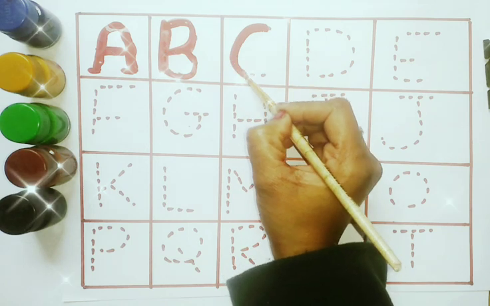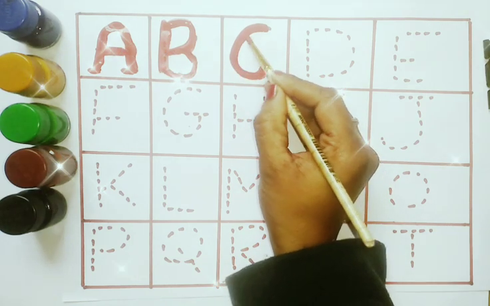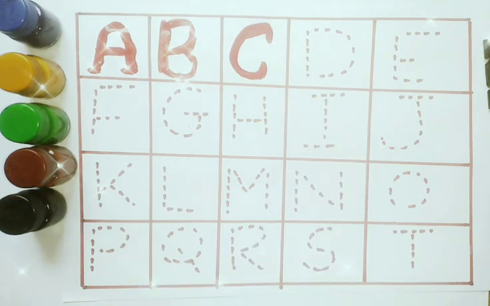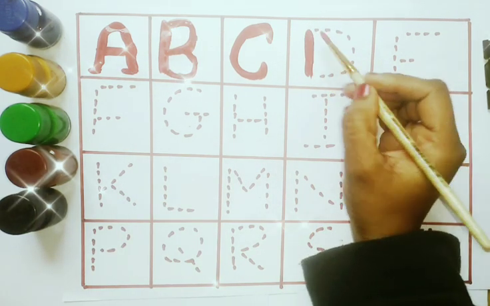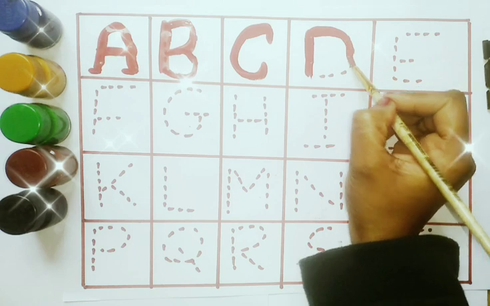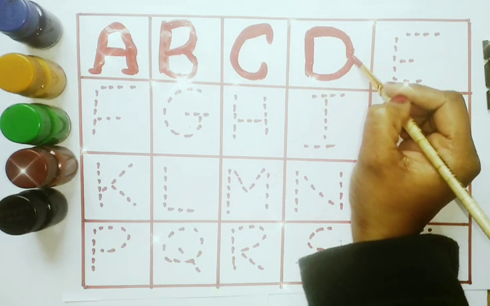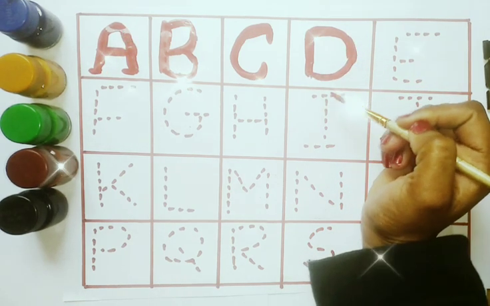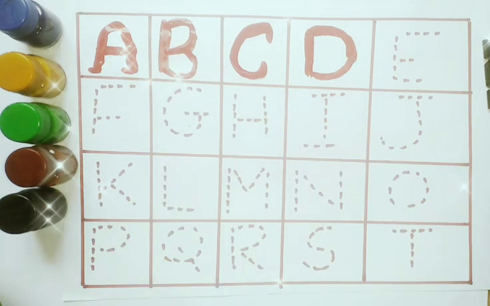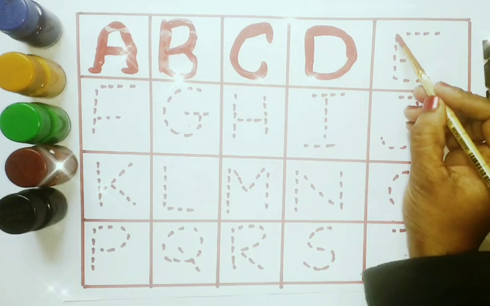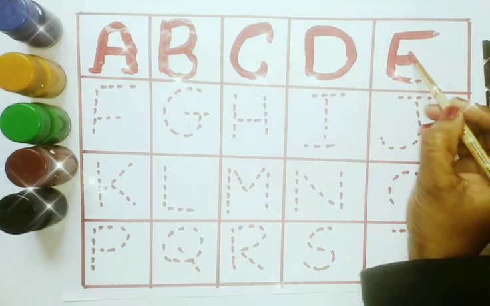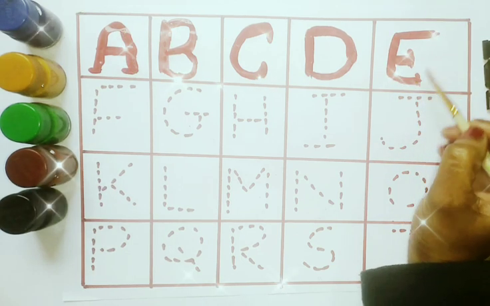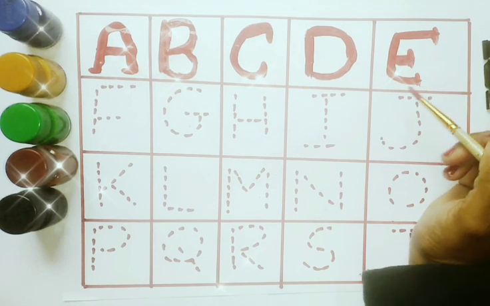C for camel, C for camel. D for dinosaur, D for dinosaur. E for elephant, E for elephant.